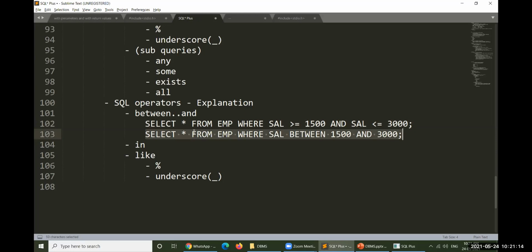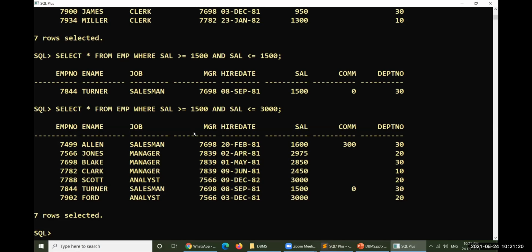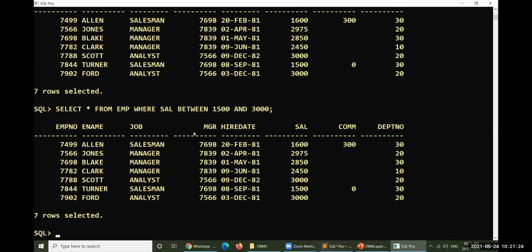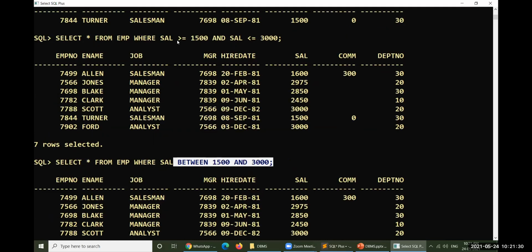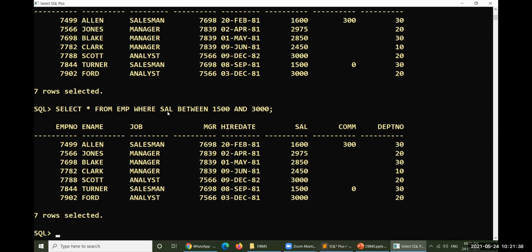So to understand and apply very easily, we have to use between and. No difference at all. Both outputs will be the same. But operationally, it has been reduced from writing salary twice. You can see here and here, and greater than or equal to, less than or equal to. All these things get eliminated and can be written here.